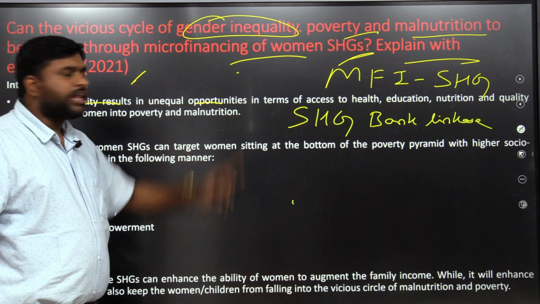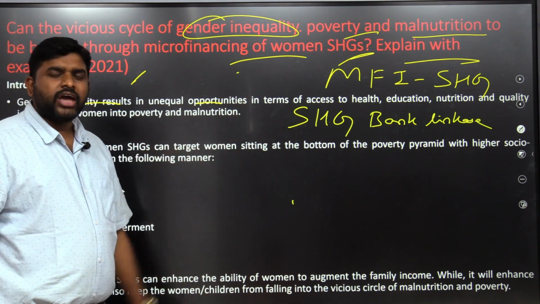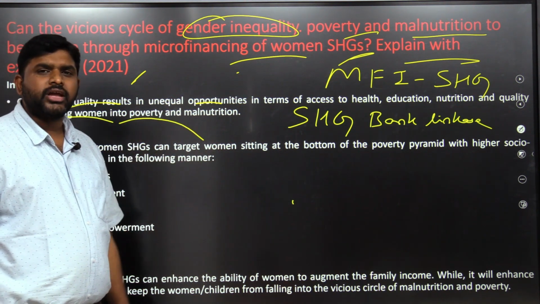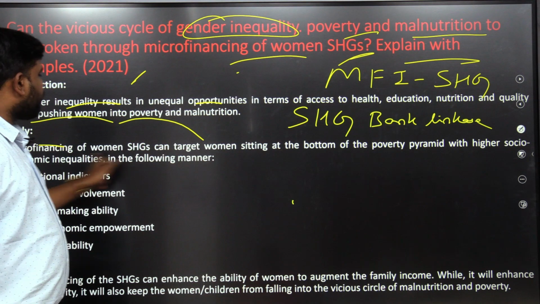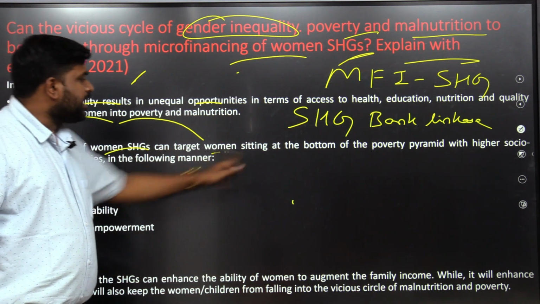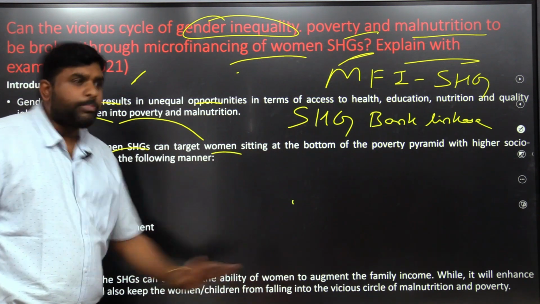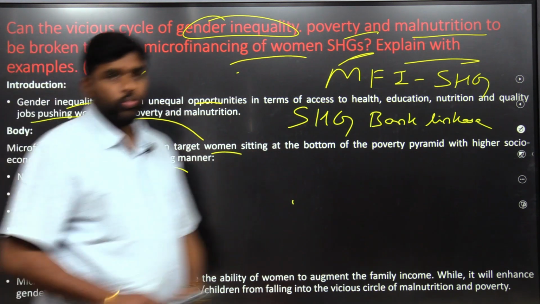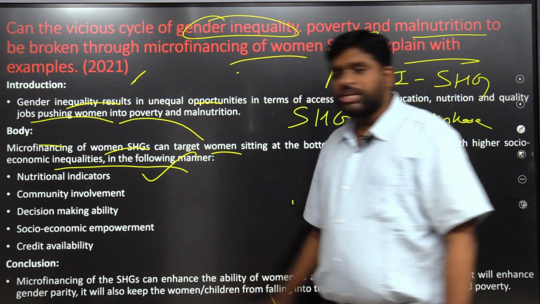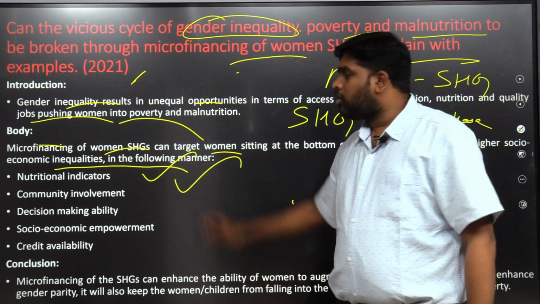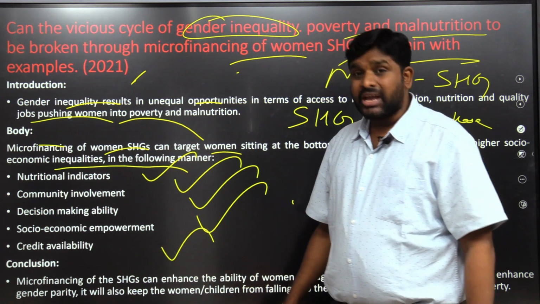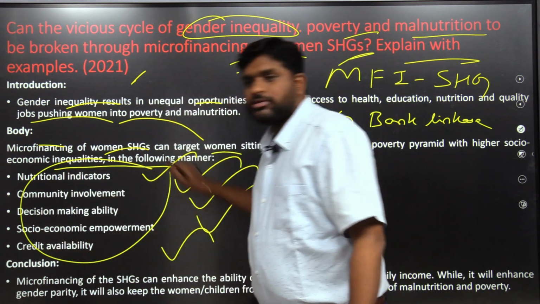Gender inequality results in unequal opportunities in terms of access to health, education, nutrition and quality jobs, pushing women into poverty and malnutrition. Microfinancing of women self-help groups can target women at the bottom of the poverty pyramid with higher socio-economic inequalities. How? By nutritional indicators, by community involvement, by decision-making ability, by socio-economic empowerment, by credit availability. These are all benefits.